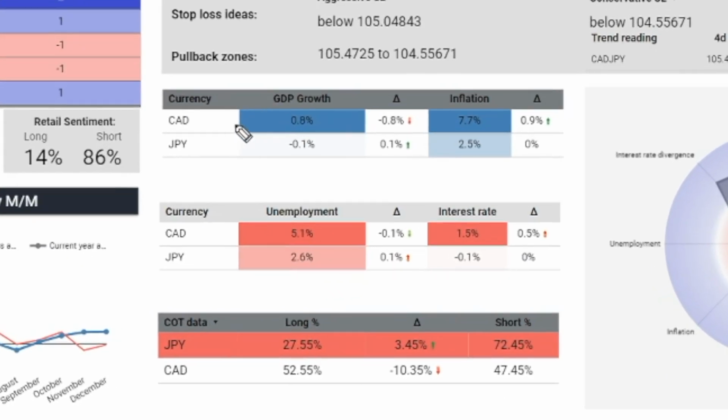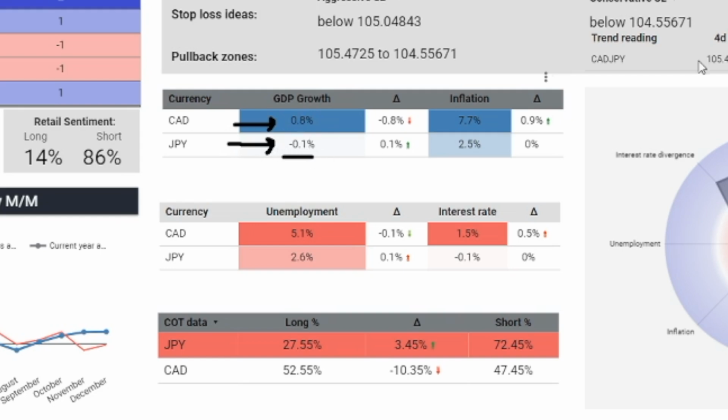GDP growth. We're looking at the Canadian dollar versus the Japanese yen. And let's remember what our practice is here. If we zoom into this area so you guys can see this a little bit better, GDP growth is at 0.8% for Canada, whereas it's negative 0.1% in Japan. This tells us that the Japanese currency is less attractive in terms of a respective GDP growth figure.